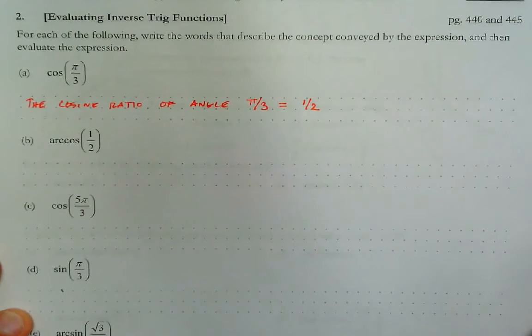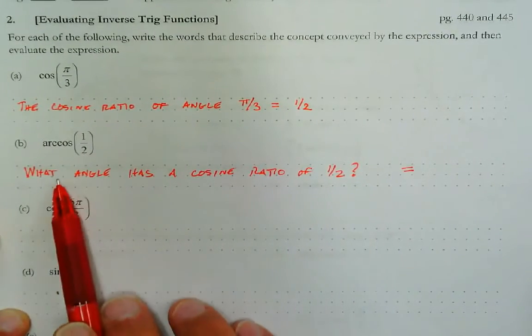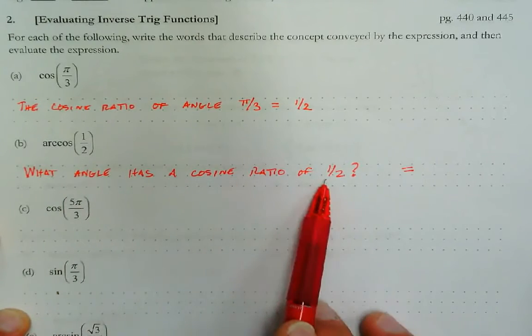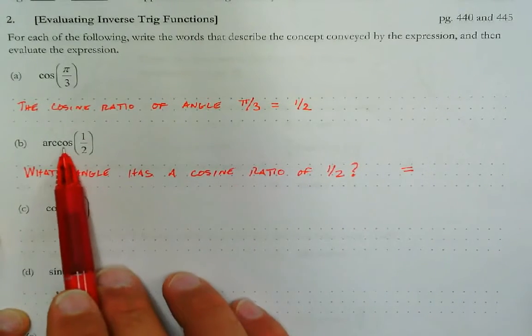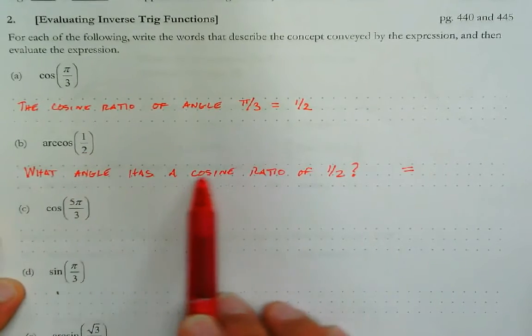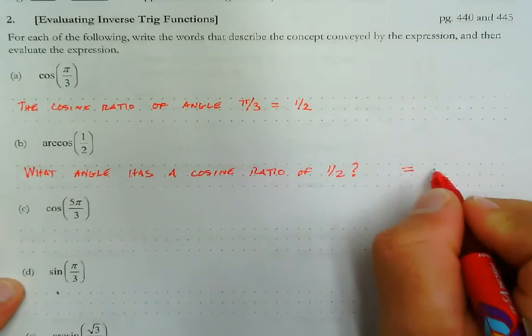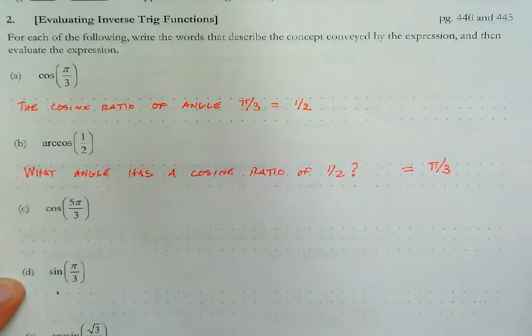Then, how do we read this expression? Well, here's how we read it. This reads as, what angle has a cosine ratio of 1/2? We're saying, hey, the inverse cosine of 1/2 we can think of as, what angle has a cosine ratio of 1/2? Well, we know that that angle is pi over 3. Okay?